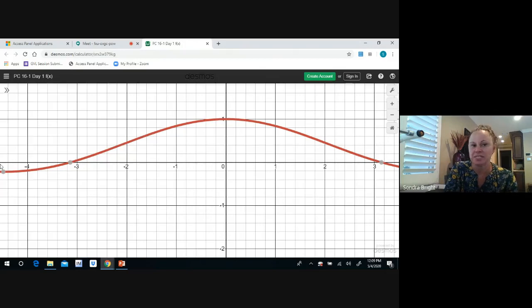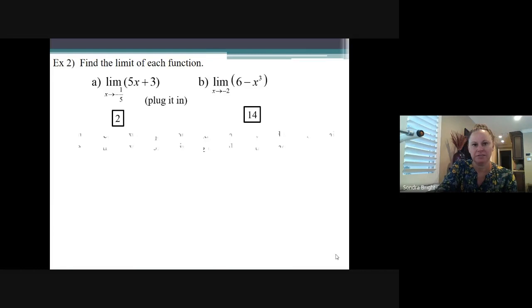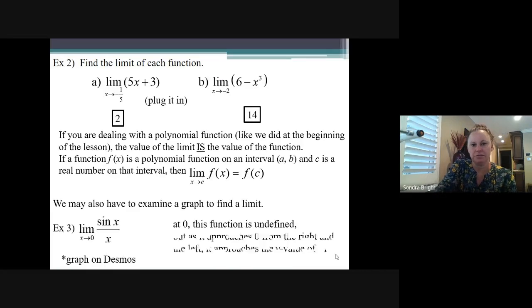as x is approaching 0, coming from this side, your y value is 1. And if you're on the right coming this way, as x is approaching 0, coming from this side, your y value is 1. And so the limit as x approaches 0 is 1. So it approaches 0 from the right and from the left. It approaches the y value of 1. And so we actually say that the limit as x approaches 0 of sine of x over x is 1.